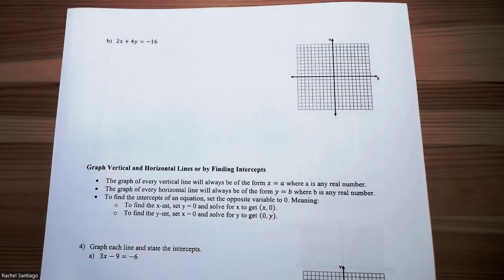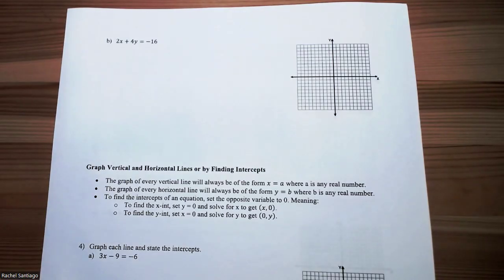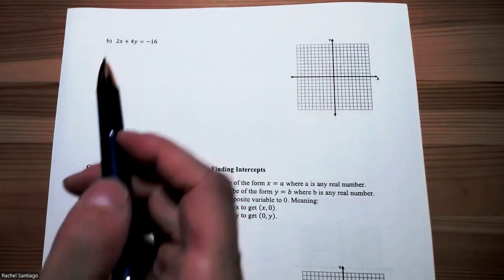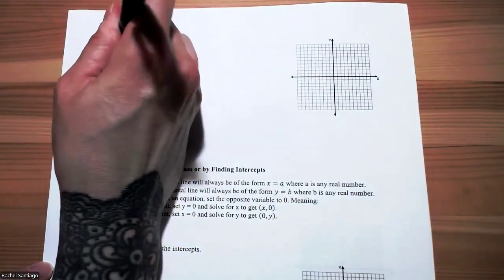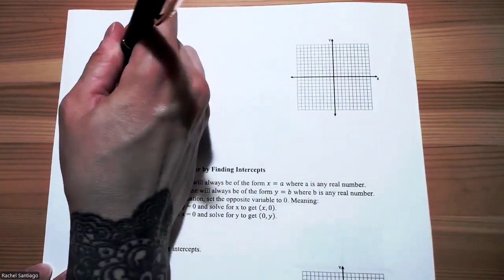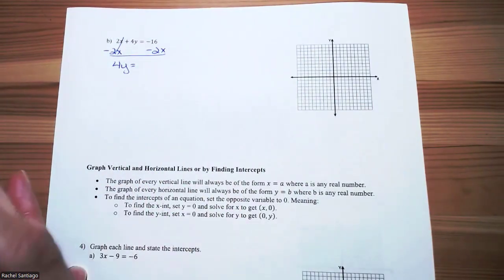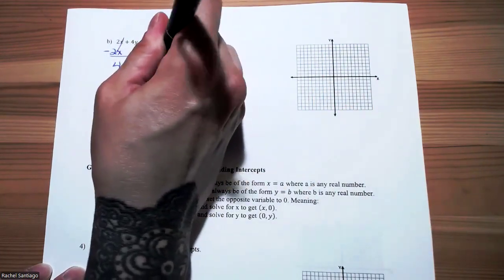Notice here with part B, we are actually given standard form. We're not given slope-intercept form, which is totally fine. So what we're going to do is start by isolating y. So we're going to subtract our 2x. That leaves us with 4y is equal to, now remember, we want mx plus b. So we want our -2x term to be written first.